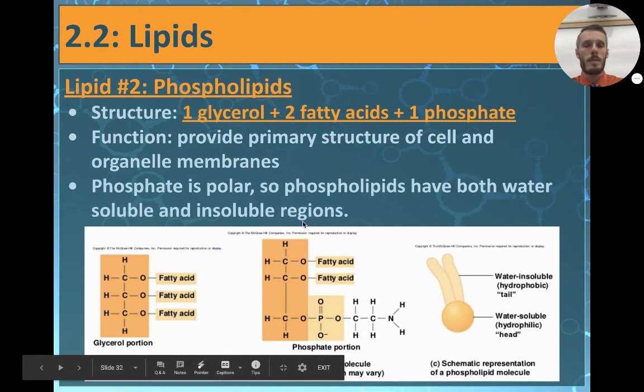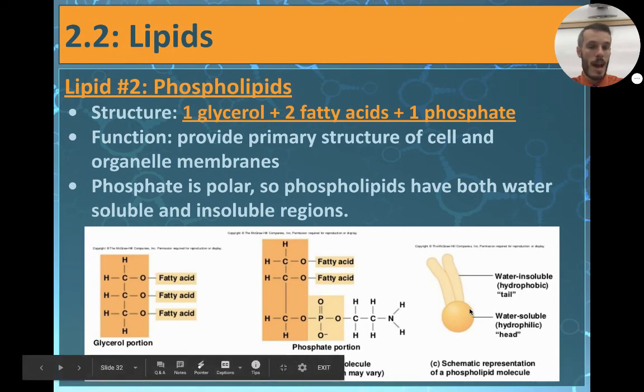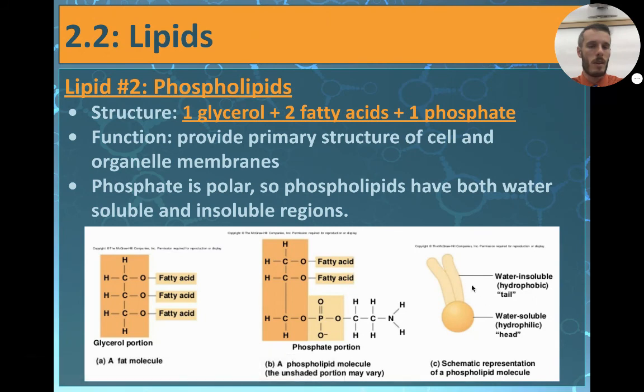So the phosphate is polar, whereas these fatty acids are nonpolar, so that makes the molecule have both a water soluble part, the phosphate, and a water insoluble tail here. So they have two regions, which is why it forms a double layer.